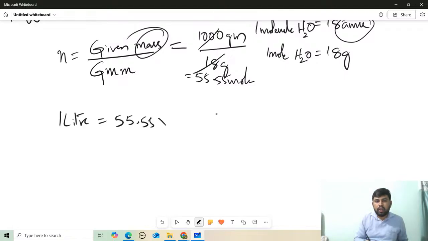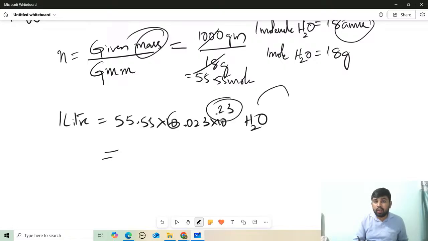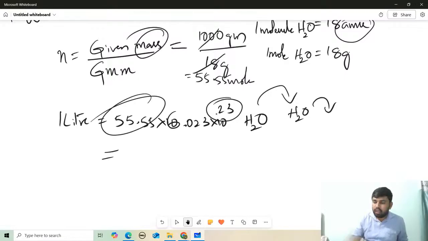It means that if you are drinking 1 liter of water, you are drinking 55.55 into 6.023 into 10 to the power of 23 H2O molecules. Right, understand? Those many molecules of water are entering your body. Okay, let it be water. This is not our content actually. Just think that these many moles of water are there in 1 liter of water.